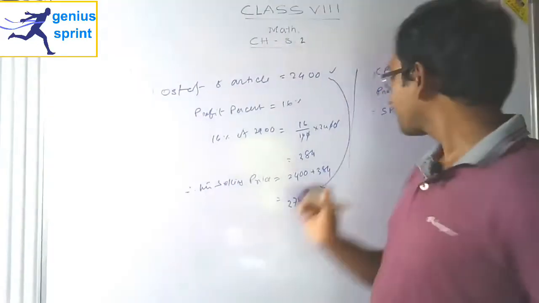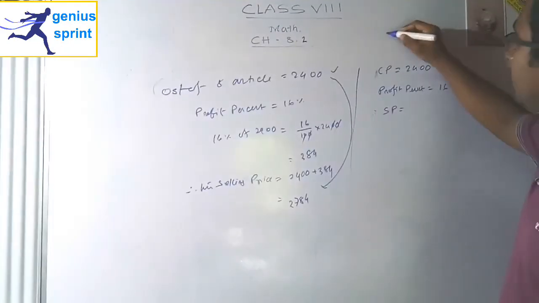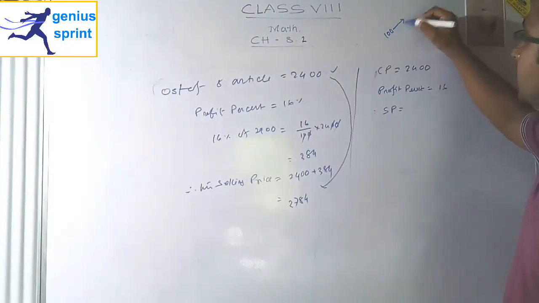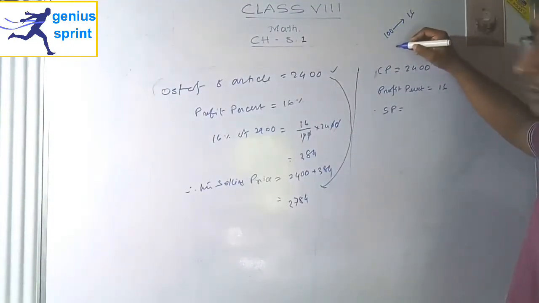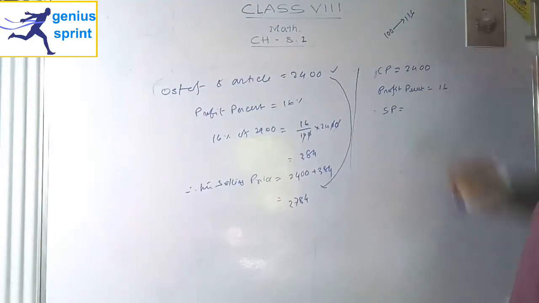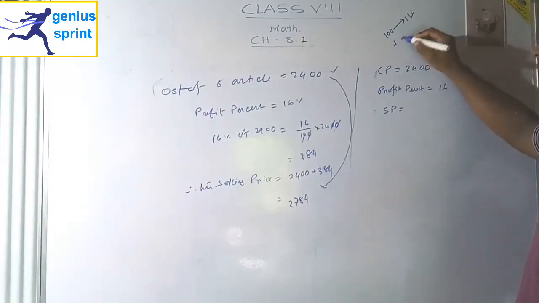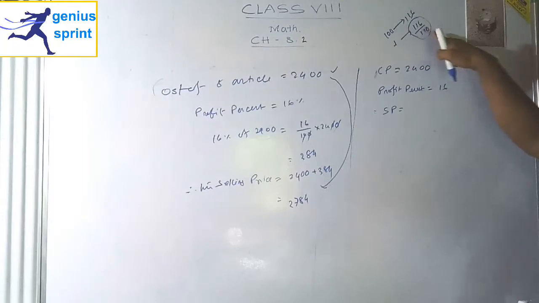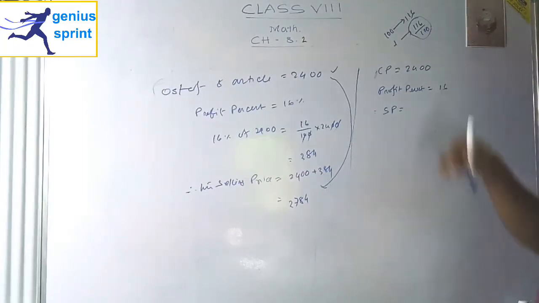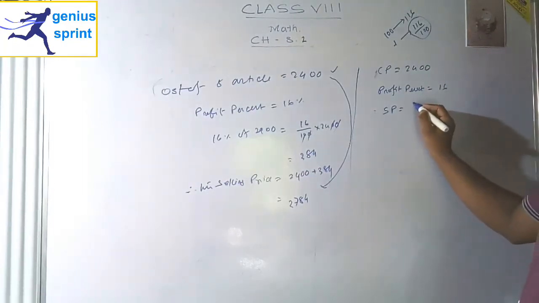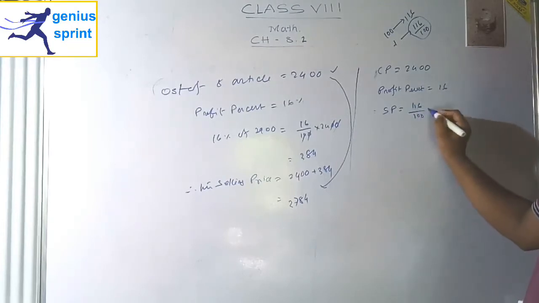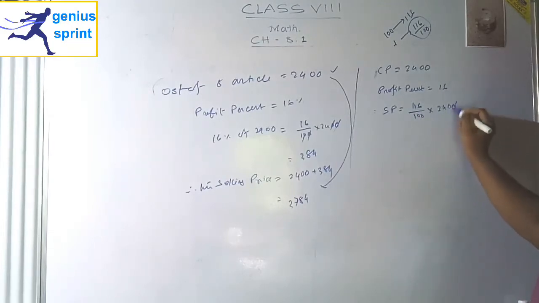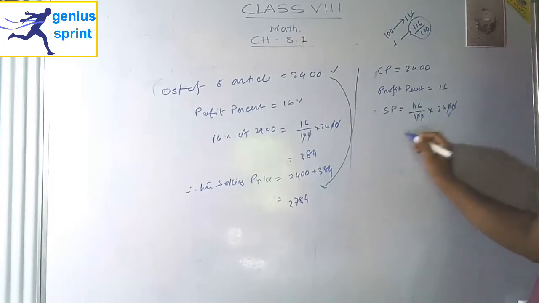Hope you understand these things. So if 100 is his cost price, then the selling price will be 116. Then if 1 rupee is his cost price, then the selling price will be 116 upon 100. So if I multiply by this number, then I will get the answer directly. So SP is equal to 116 upon 100 into 2400. Cancel these, then you will get 116 into 24.